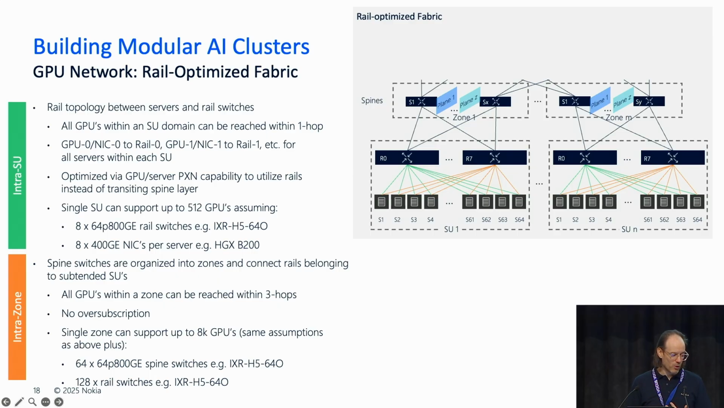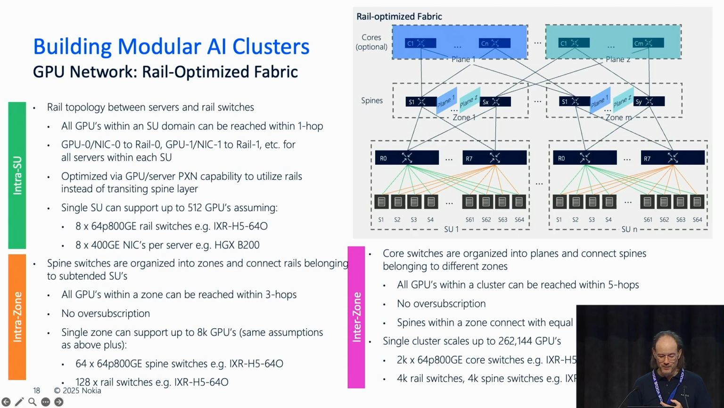And this is basically introducing a spine tier here. And basically, we can organize these spine switches into zones, and that's going to connect to each of the respective rails. The net of this is that all GPUs within a zone can be reached within 3 hops. I still have no oversubscription, and then a single zone can support up to 8,000 GPUs.